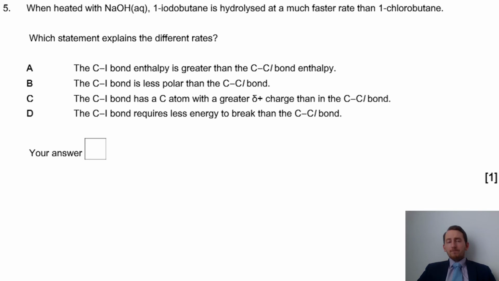And the final question here, we have 1-iodobutane hydrolyzed at a much faster rate than 1-chlorobutane. Which statement explains the different rates? We've touched upon this slightly in previous questions. Again, try and cancel out the ones that we can't be looking at. The bond enthalpy is greater, less polar, we know polarity has nothing to do with it. Bond enthalpy, no, not so much. A greater delta positive charge, that's not really going to be causing anything to be happening. So the bond requires less energy to break. Well, that seems why a reaction is happening faster, because less energy is required to break that bond, so therefore it can react faster. So I would go with D.